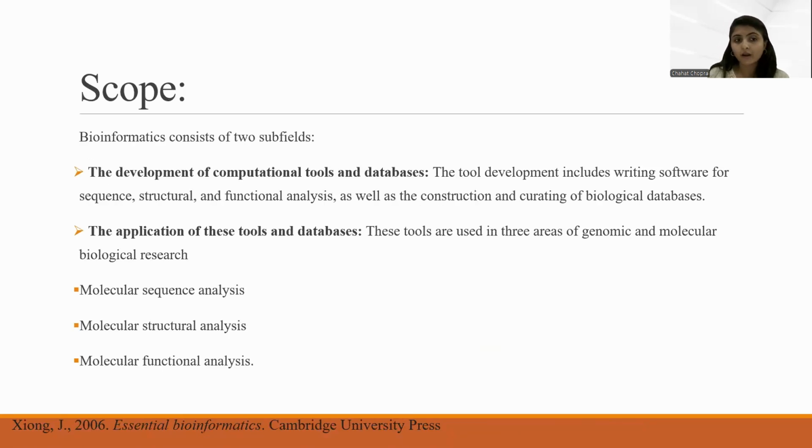The scope of bioinformatics includes two fields. First is the development of computational tools and databases, and the other is the application of these databases. The development of tools and databases includes writing software for sequence, structure, and functional analysis, as well as the construction and curating of biological databases. And its application includes molecular sequence analysis, structure analysis, and functional analysis.